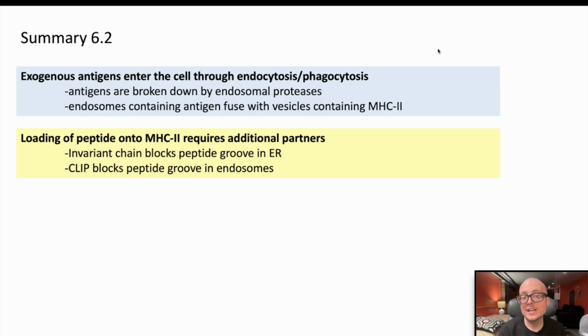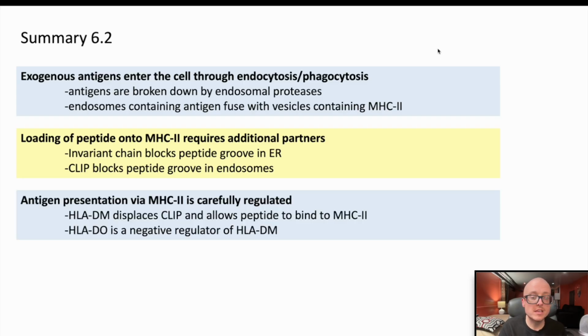And CLIP hangs on to the last minute to make sure that the peptide binding groove is closed until MHC class II is in the presence of high affinity antigens that can be loaded onto it. We saw that antigen presentation via MHC class II is carefully regulated through various mechanisms, including the chaperones HLA-DM and HLA-DO. DM supports antigen loading onto MHC class II by chaperoning the displacement of CLIP and facilitating the loading of peptide in its place, whereas HLA-DO was a negative regulator of this process by inhibiting the association of HLA-DM with MHC class II.